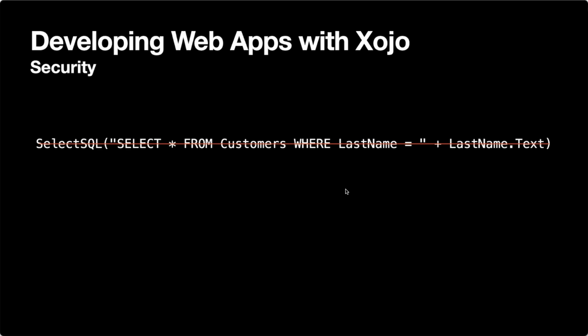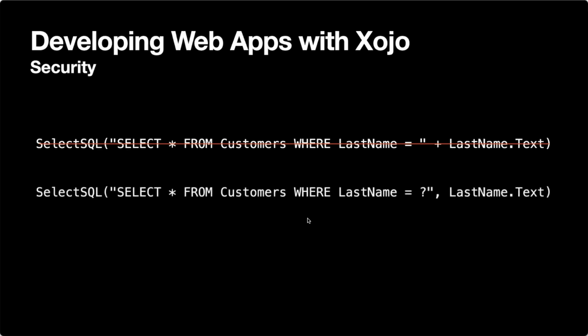So don't do that. The way you do it instead is you use something called a prepared statement. And these are really easy to use. Here's an example of the same thing. Instead of concatenating the last name text property, you put in a placeholder. You can see the question mark at the end of the SQL. That's a placeholder. Which symbol you use varies by database.